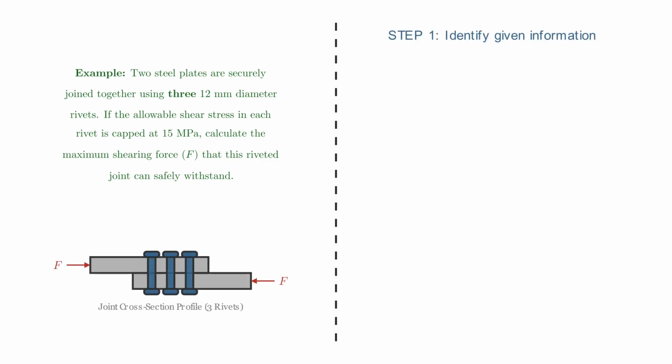Step 1 is to identify the given information. So we lay out the parameters which are known and convert them into standard SI units. The rivet diameter is 12mm, which is 0.012 meters. The maximum allowable shear stress is 15 megapascals, which is 15 times 10 to the 6 newtons per square meter, and our total number of rivets n is equal to 3.